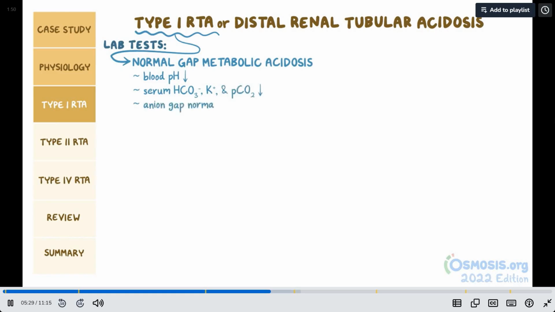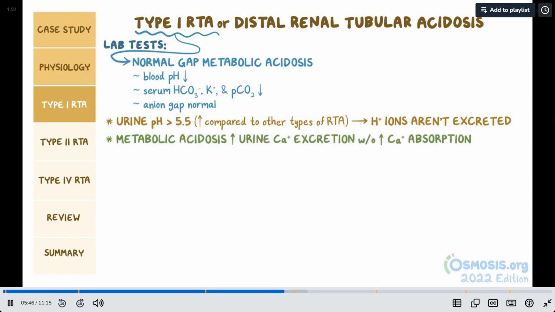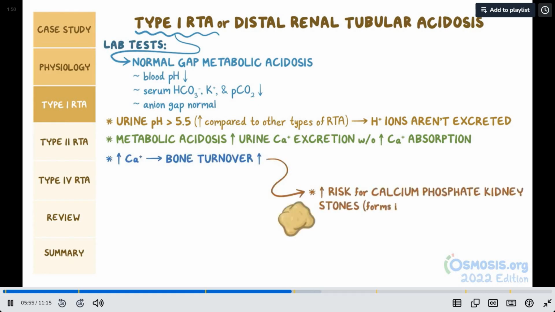But the anion gap will be normal. The urine pH is above 5.5, which is higher compared to other types of renal tubular acidosis, since hydrogen ions aren't excreted. Furthermore, metabolic acidosis increases urine calcium excretion without increasing calcium absorption. In order to get more calcium, bone turnover increases. This increases the risk for developing calcium phosphate kidney stones, which is a type of stone that forms in more alkaline urine.